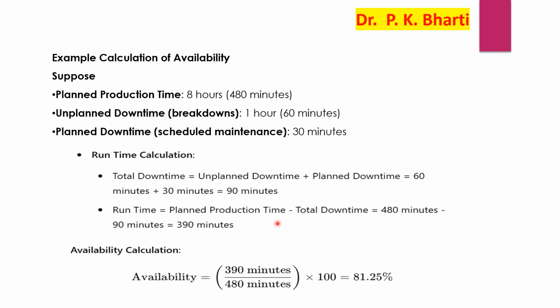Runtime will be planned production time minus total downtime. Since planned production time is 480 minutes, runtime will be 480 minus 90, that is 390 minutes. Now with the help of this, we can calculate availability as 390 upon 480 into 100, that is 81.25%. That is, the machine was available for 81.25% of the time for production.